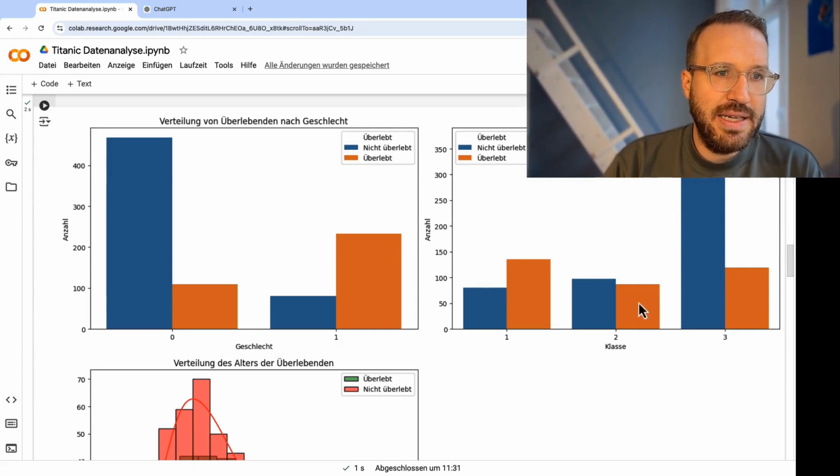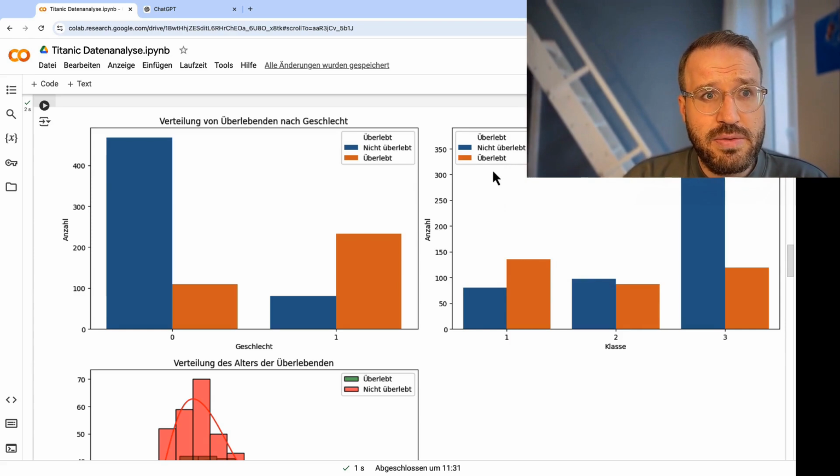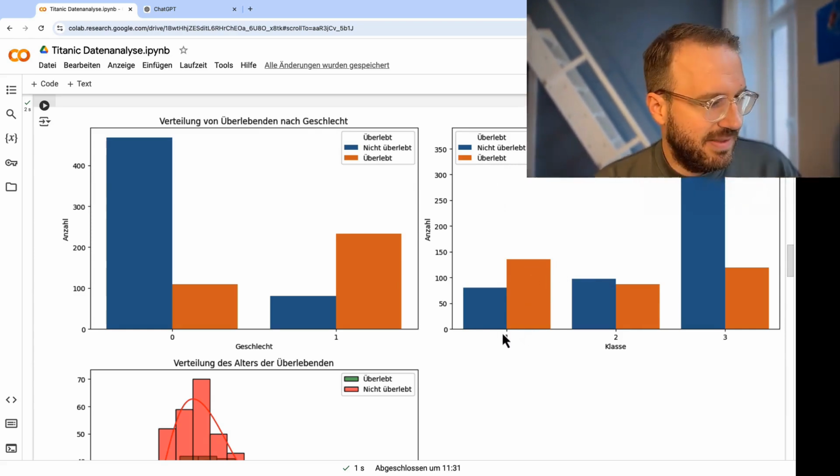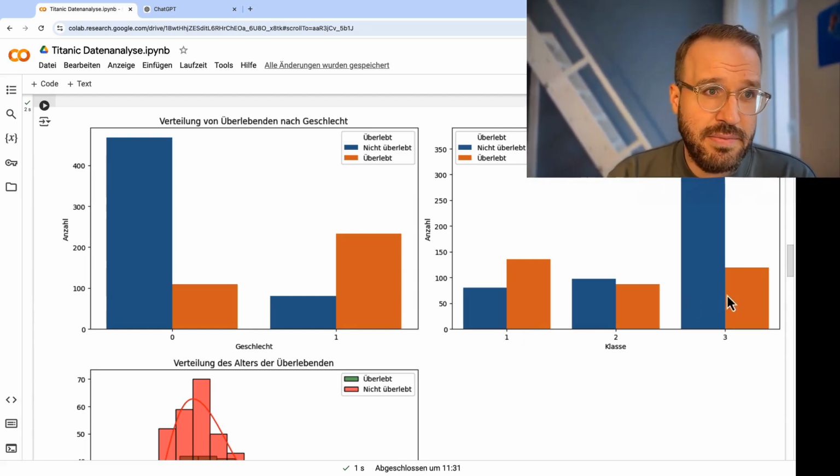Then we still divide the classes into those who did not survive and those who did survive. And so we see that in first class, this is relatively understandable, as most of them survive. First class was given preferential treatment, while in third class, most of them died.